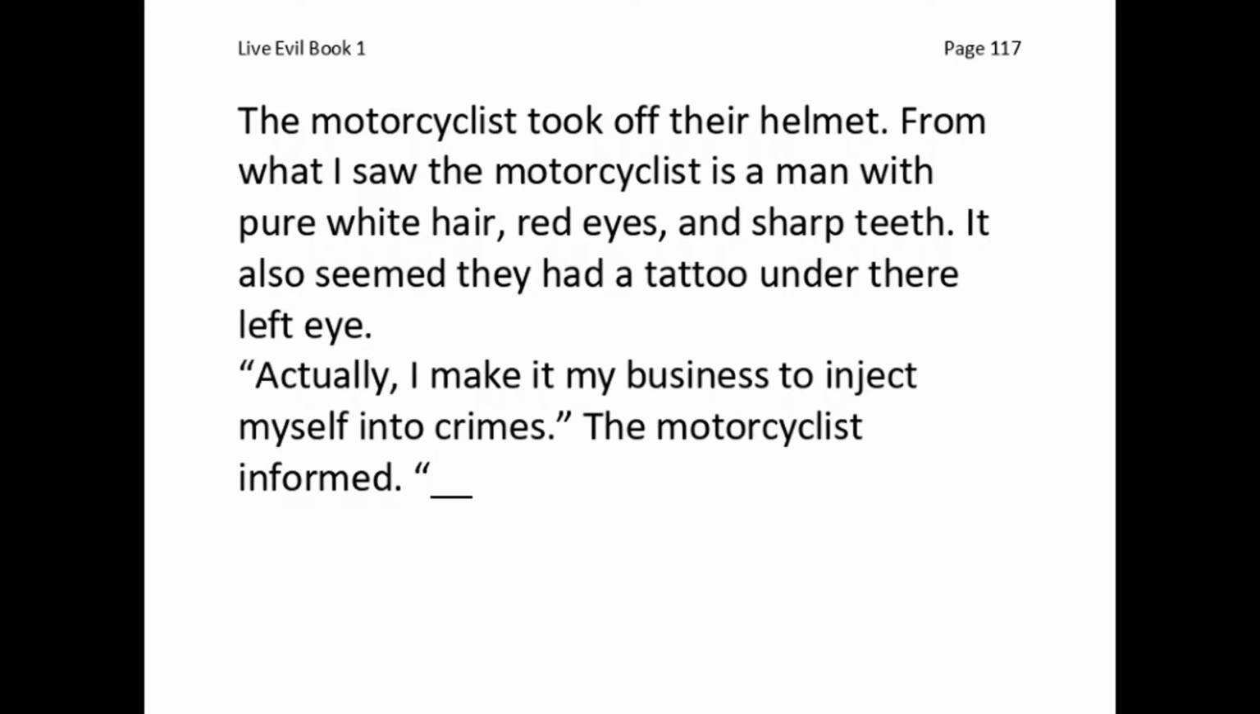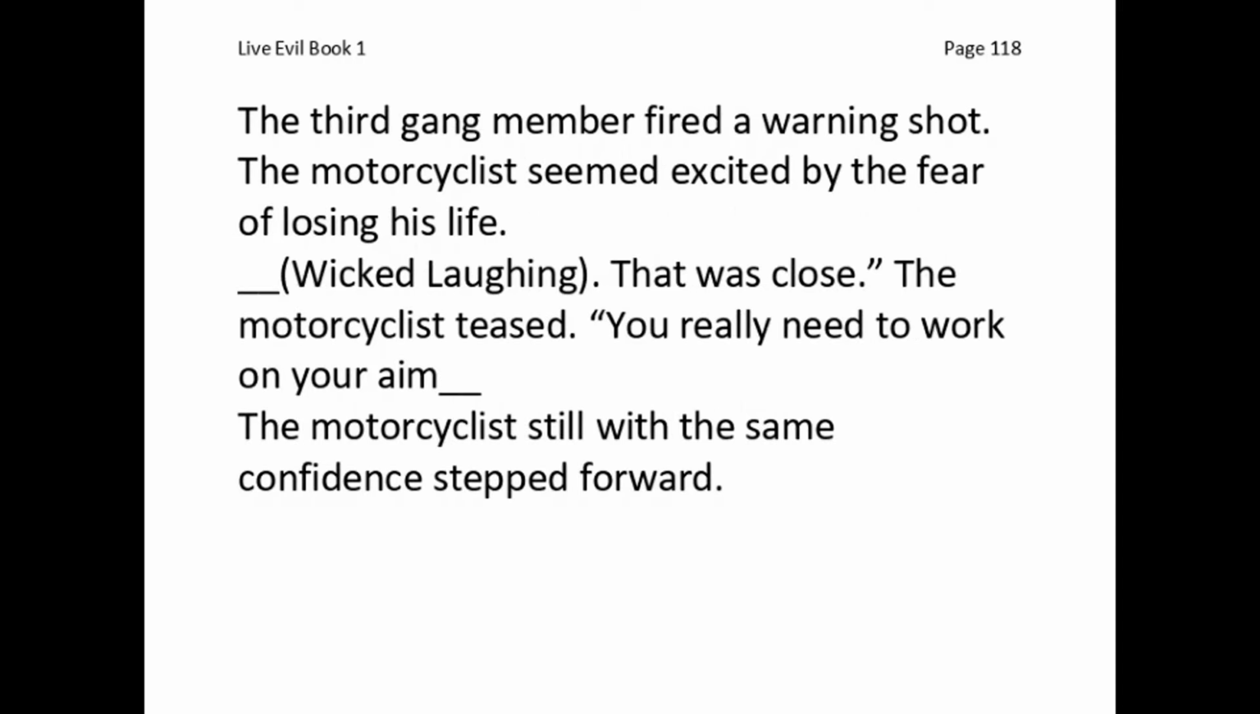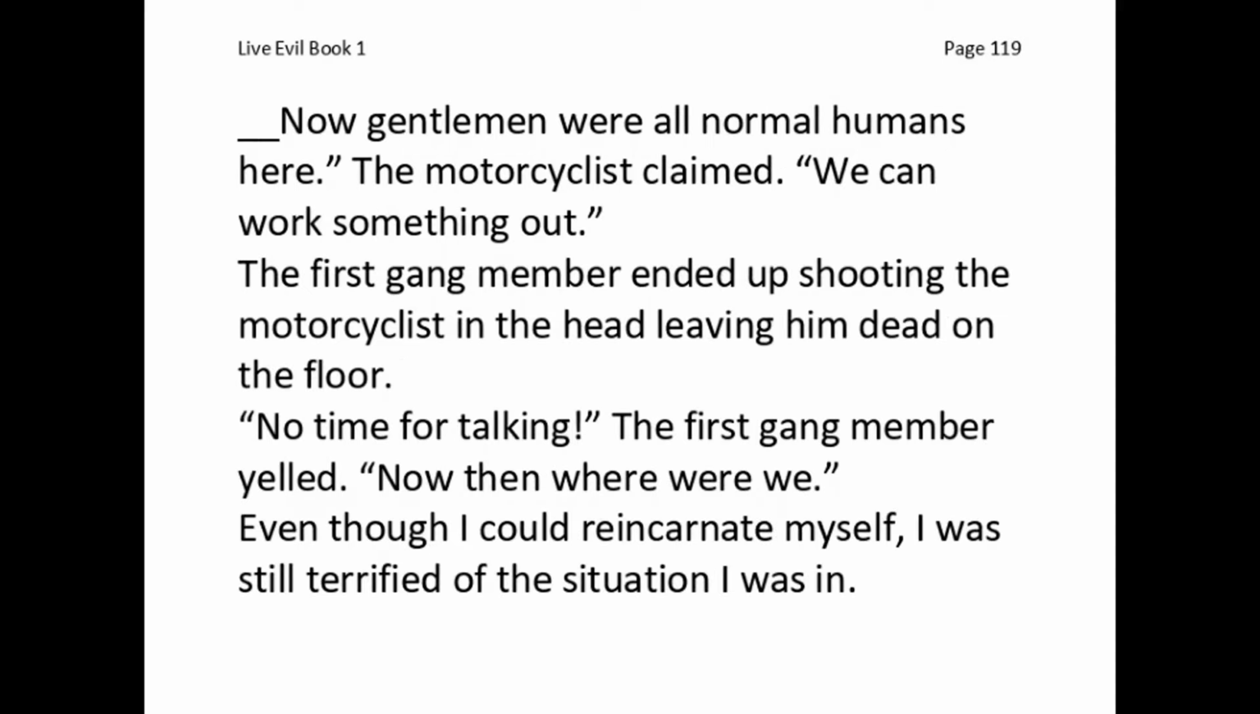"Actually, I make it my business to inject myself into crimes," the motorcyclist informed. The third gang member fired a warning shot. The motorcyclist seemed excited by the fear of losing his life. Wicked laughing. "That was close," the motorcyclist teased. "You really need to work on your aim." The motorcyclist, still with the same confidence, stepped forward. "Now, gentlemen, we're all normal humans here," the motorcyclist claimed. "We can work something out."